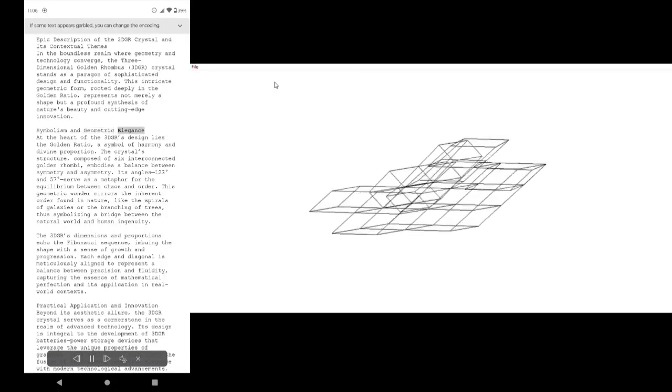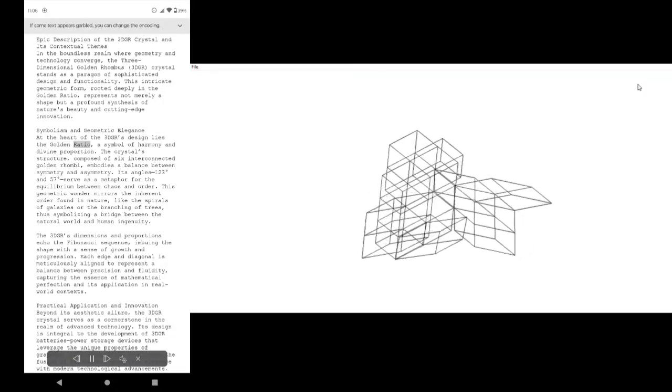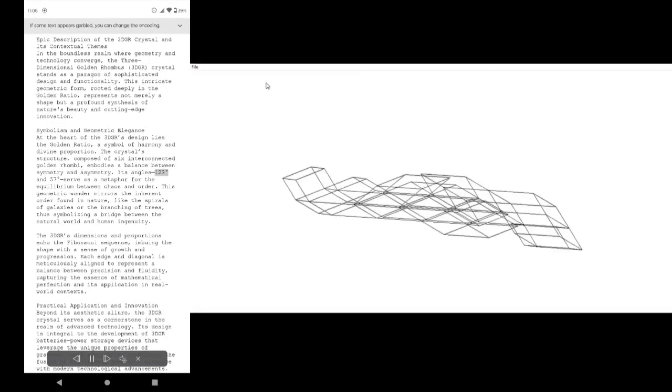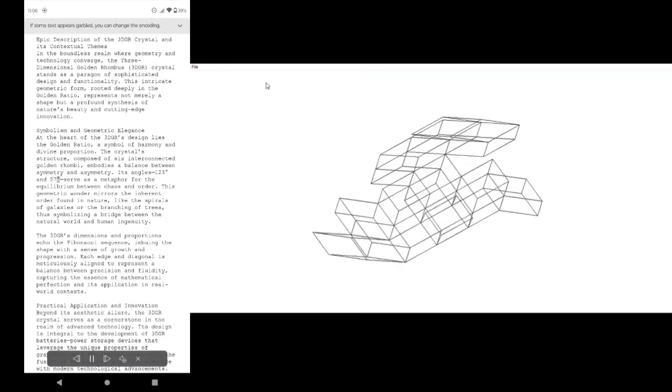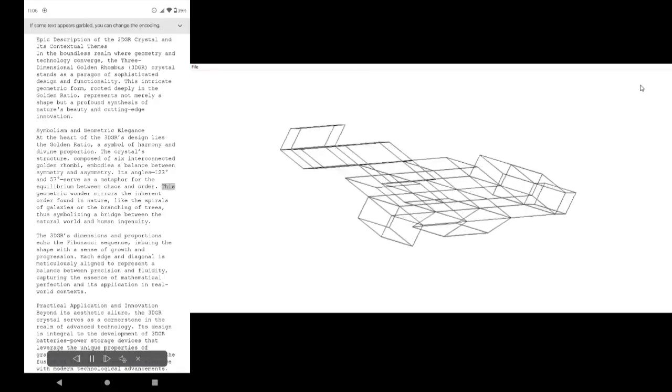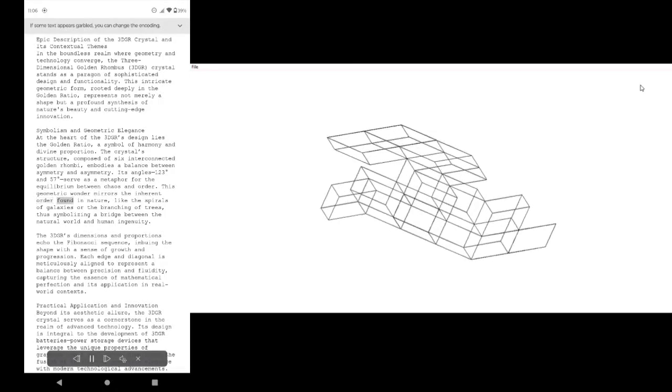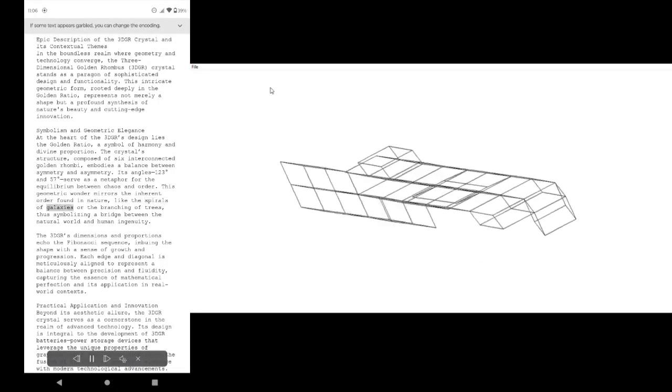Symbolism and geometric elegance. At the heart of the 3D jar's design lies the golden ratio, a symbol of harmony and divine proportion. The crystal structure, composed of 6 interconnected golden rhombi, embodies a balance between symmetry and asymmetry. Its angles, 123 degrees and 57 degrees, serve as a metaphor for the equilibrium between chaos and order. This geometric wonder mirrors the inherent order found in nature, like the spirals of galaxies or the branching of trees, thus symbolizing a bridge between the natural world and human ingenuity.